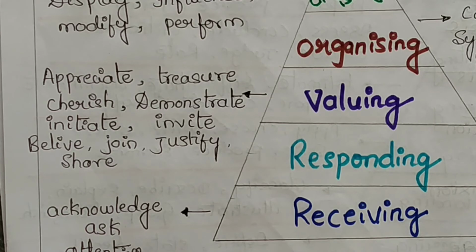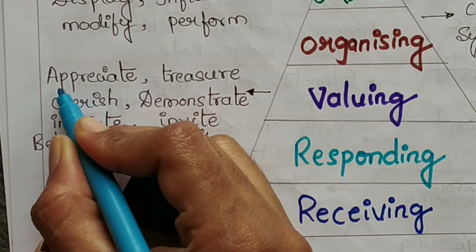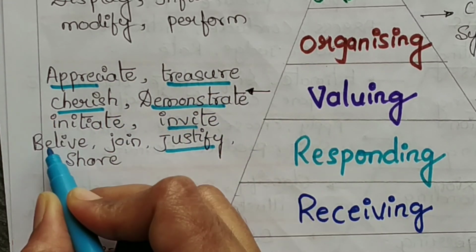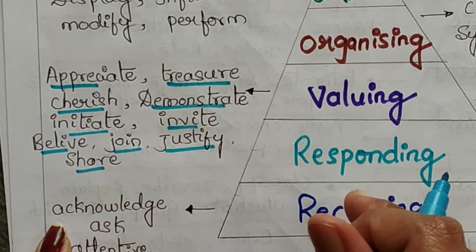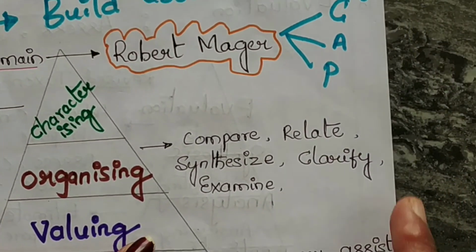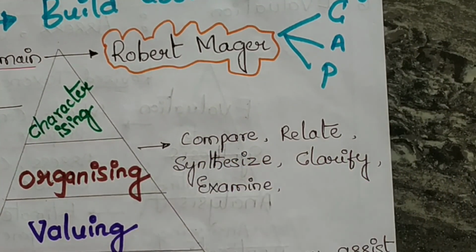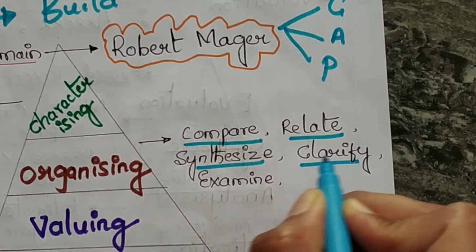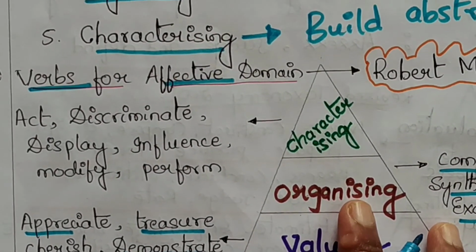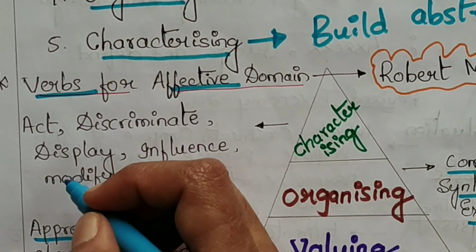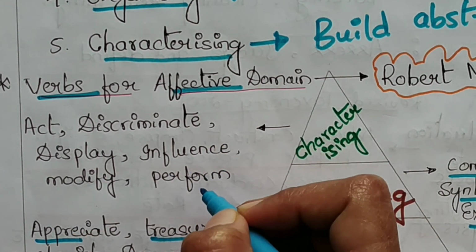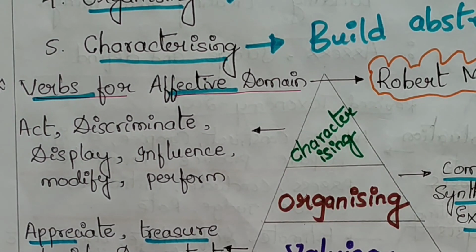Okay, and coming to valuing, there you can say appreciate, treasure, cherish, demonstrate, invite, justify, believe, initiate, join, share. These are all for valuing. And for organizing, the instructional objectives are compare, relate, synthesize, clarify, examine. And coming to the characterizing level, here the instructional objectives are act, discriminate, display, influence, modify, and perform. Okay, these are about the instructional objectives or action verbs for the affective domain.